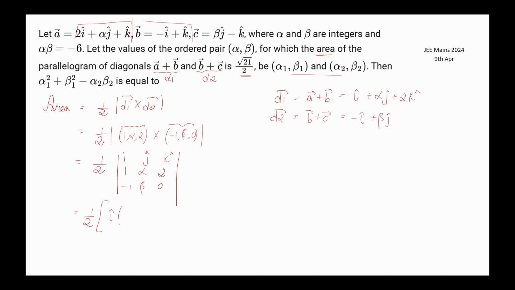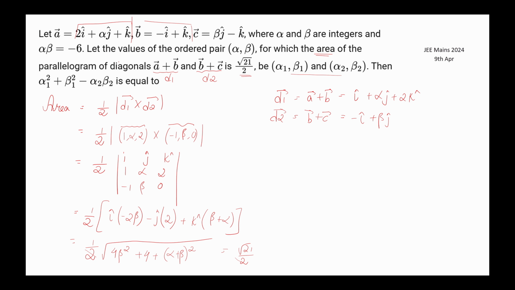We are going to get I cap times minus 2 beta, minus j cap times 2, plus k cap times beta plus alpha. So this is basically our area vector. Now let us find the magnitude. We would get half of root under 4 beta square plus 4 plus alpha plus beta whole square, and this is equal to root 21 by 2 as given in the question. So 2 and 2 get cancelled, and let us square both sides.